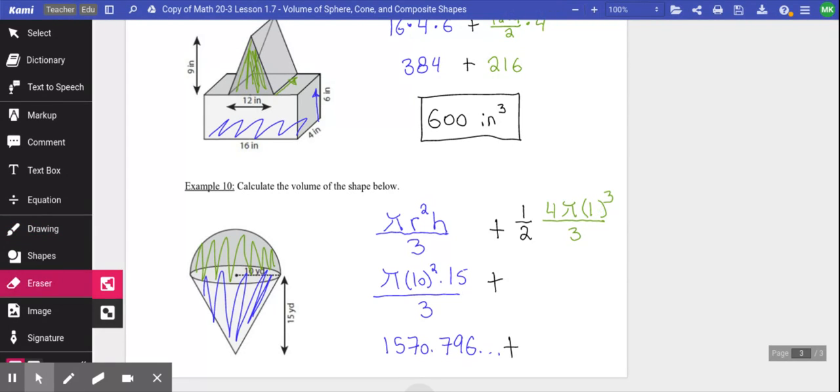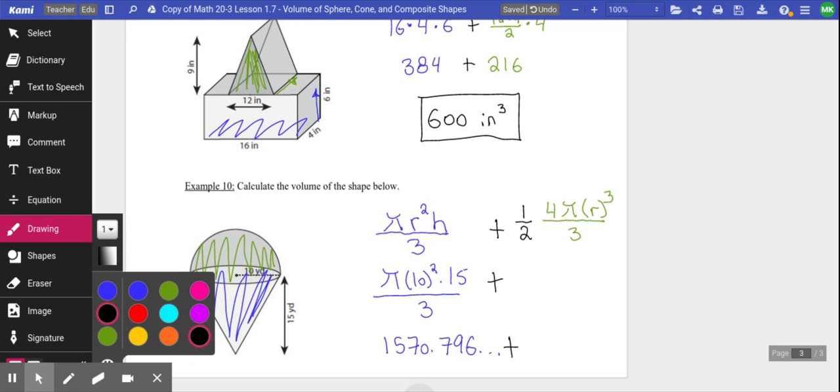I want to put that as R, so we know it's R. This means I want half of 4 times pi times 10 cubed divided by 3. If I put that in my calculator, 4 times pi times 10 to the power of 3, divide that answer by 3, and then cut it in half, it'd be 2,094.395.